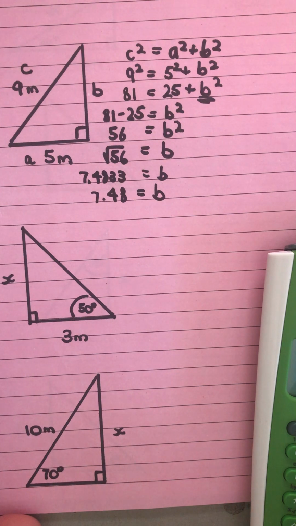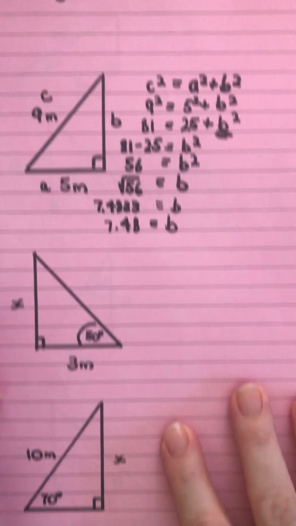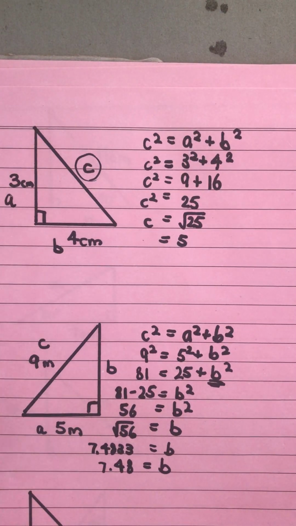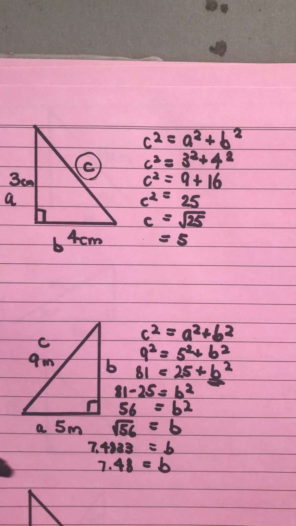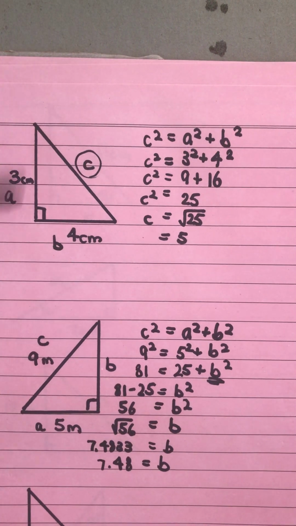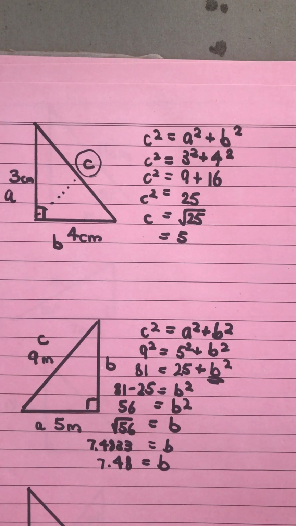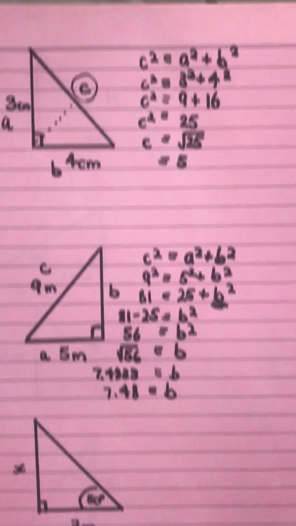So when you're finding the hypotenuse, you're doing your adding up here. When you're finding one of the other sides, we are doing the subtraction. Now remember, our hypotenuse is always the one opposite the right angle. It doesn't touch the right angle, and it's always the longest side on the triangle.